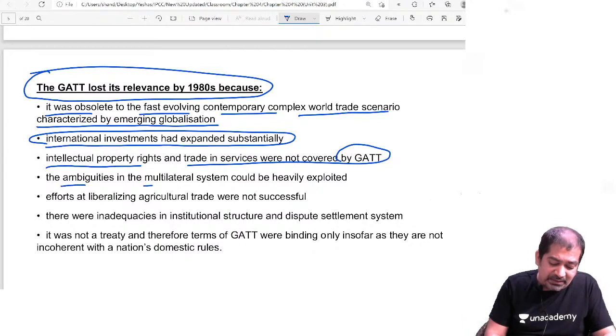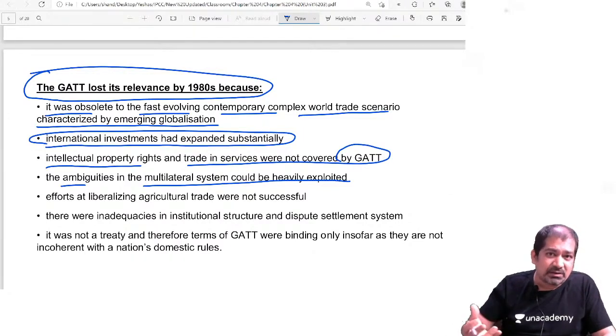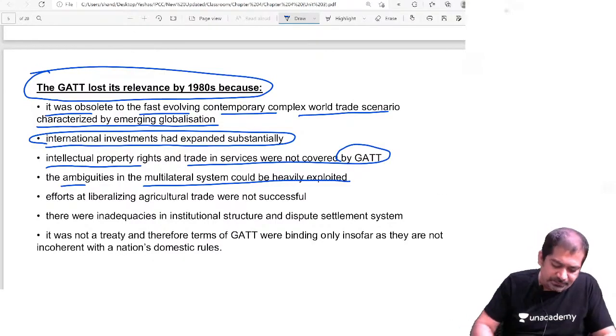Ambiguities in the multilateral trade system could be heavily exploited. It means you are not quickly changing or amending the agreements of GATT with the changing world, so there will always be ambiguities. It means vagueness in the agreement, and due to this vagueness, it can be used by one country to gain undue advantage over another country. That will be going against the concept of global trade.